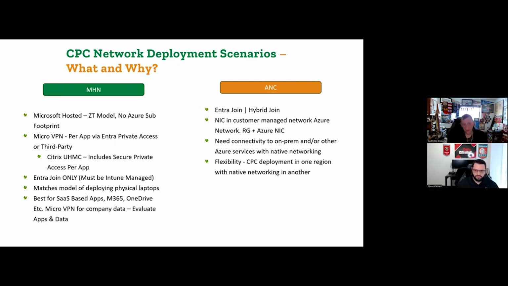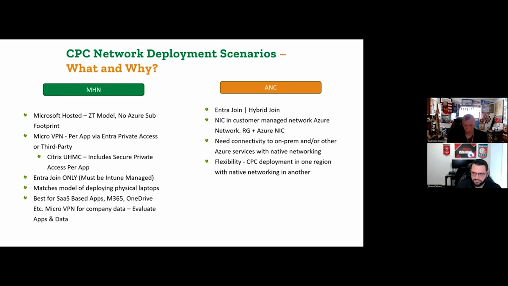Entra join only, must be Intune managed for MHN. So that gets into the device identity side when we're talking about this. He mentioned hybrid join and so on and so forth, the device identity and what that looks like. These are Entra join only, meaning Intune has to be in place. So you do have to get familiar with Intune and using Intune. It's pretty intuitive as you get in there. I like Intune. I'm by no means an Intune master, but for Cloud PC and what we use it for there and doing basic management and policy things and provisioning, it's pretty intuitive. So it has to be Intune managed.